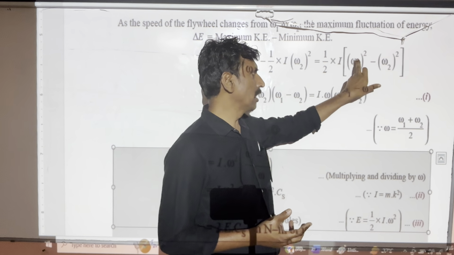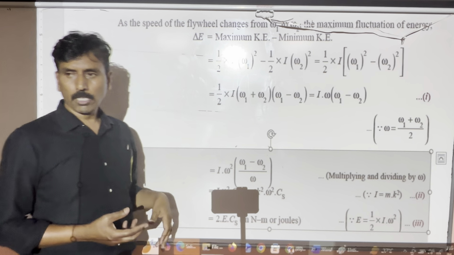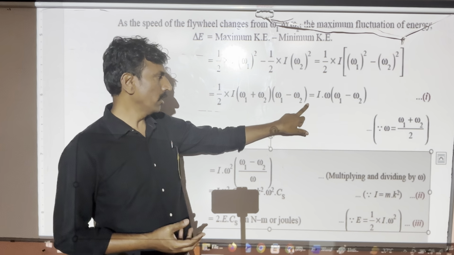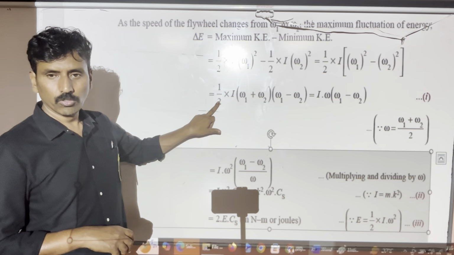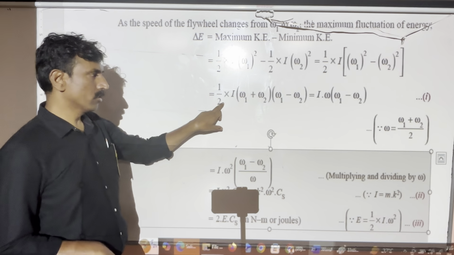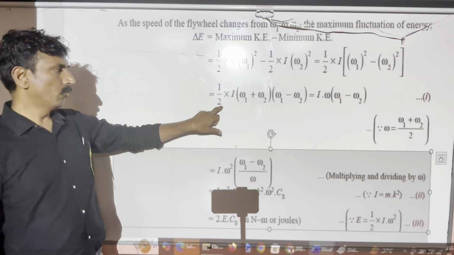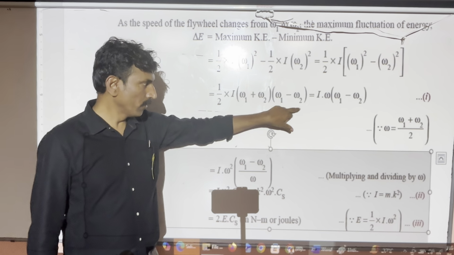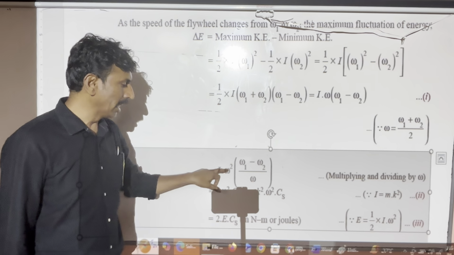This is similar to a square minus b square. A square minus b square can be split into a plus b into a minus b. The same thing is done here, a plus b into a minus b, and you already know that omega 1 plus omega 2 divided by 2 will give you omega mean. So you can substitute this omega here. You are left with half I omega, and here omega 1 minus omega 2, divided by omega; one more omega you can add, dividing by omega and multiplying by omega, that becomes omega square.